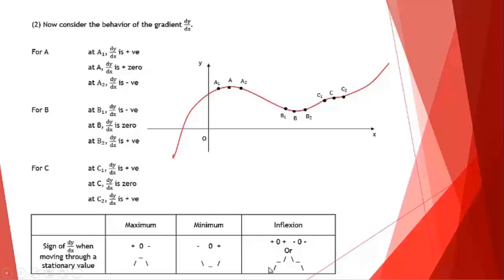One is where both the dy by dx values are positive on either side of the stationary value, and the other is where both the dy by dx values are negative on either side of the stationary value. So at first we considered the values of y to investigate the nature of the stationary values, and now we have considered the behavior of the gradient dy by dx, and next we are going to consider the second derivative of y with respect to x.